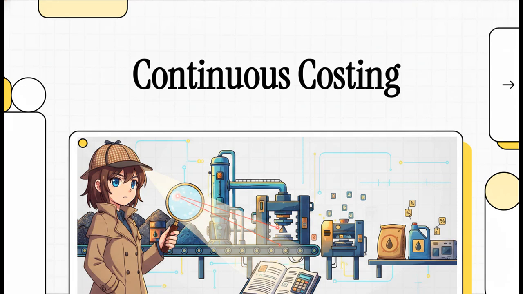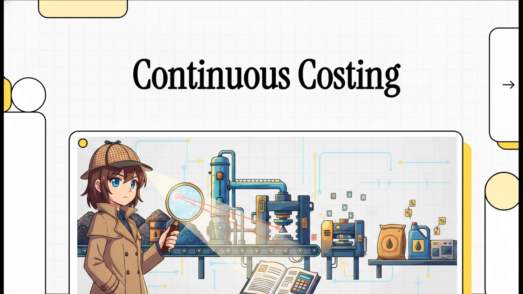Welcome to this explainer on continuous operation costing. Have you ever actually stopped to wonder how a massive factory figures out the precise cost of a single drop of gasoline, or maybe just one bag of cement out of the thousands they churn out every single day? Well, today, we're going to act as financial detectives.